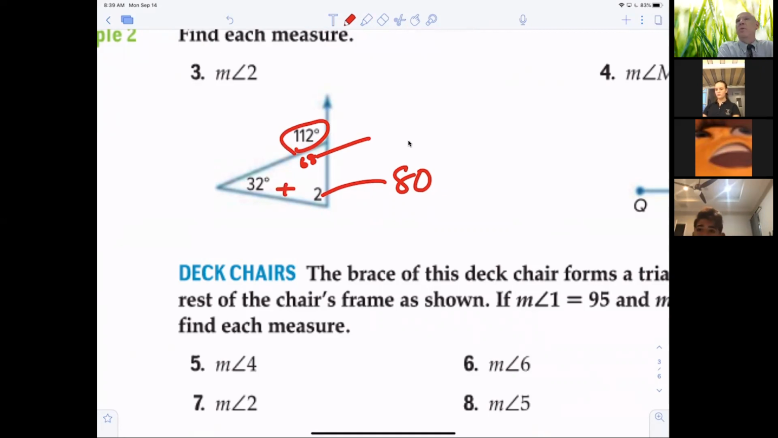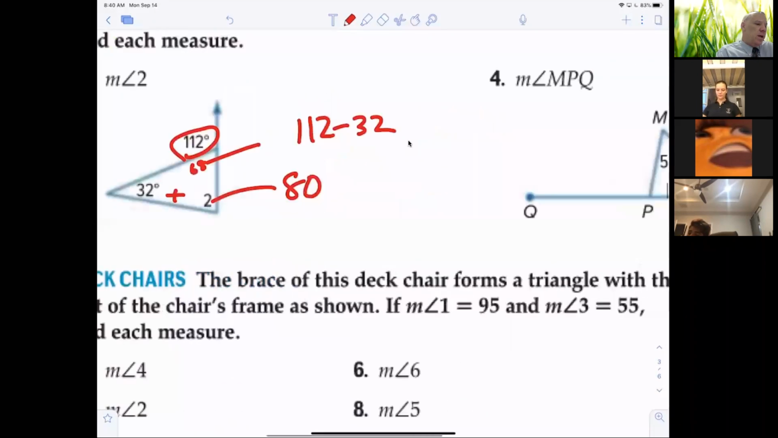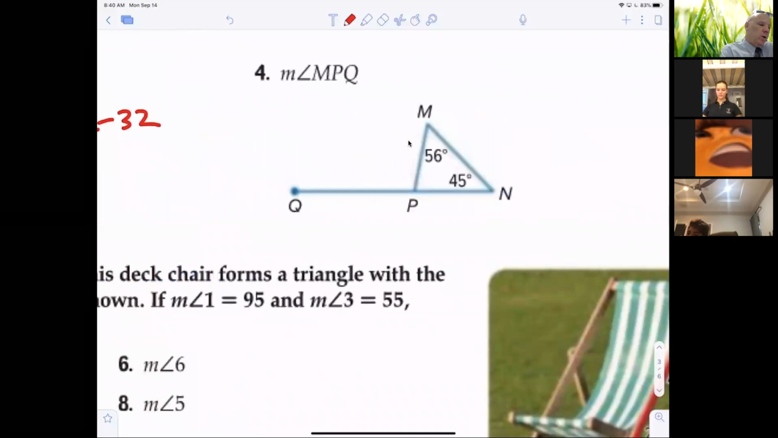So the question is, most kids do not remember the exterior angle theorem because they can always just do what? Add it up to 180 and then subtract the other two. All right, but it's much easier if you just take 112 minus 32. Everybody okay with that? Anybody? All right, let's knock out number 4. So what is this guy right here? 101.